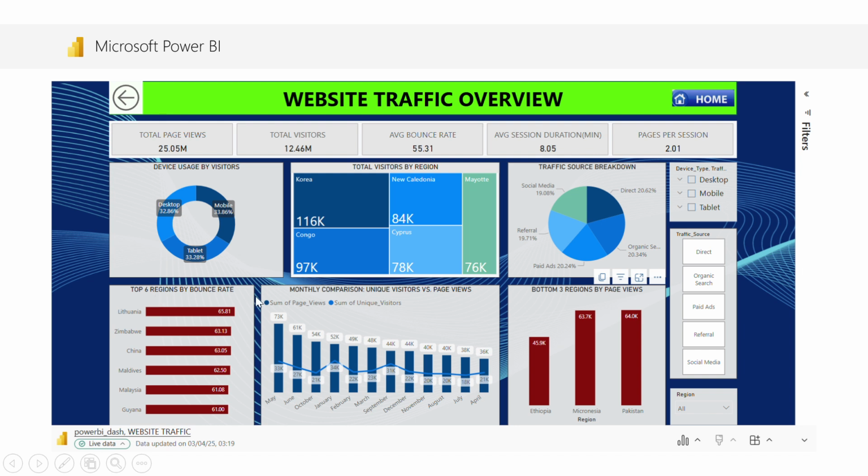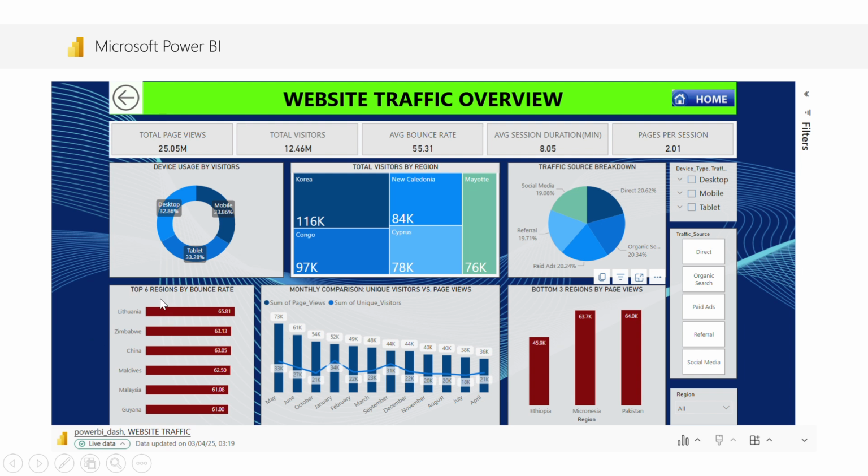Here, monthly comparison, unique visitors versus page views. We have the top six regions by bounce rates. So in the monthly comparison, we would see different months. May accounted for the most page views. So probably this could be because when the new year starts, people want to do a new course, and the new financial year starts, right?